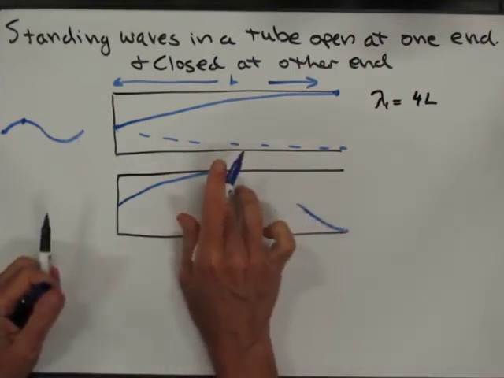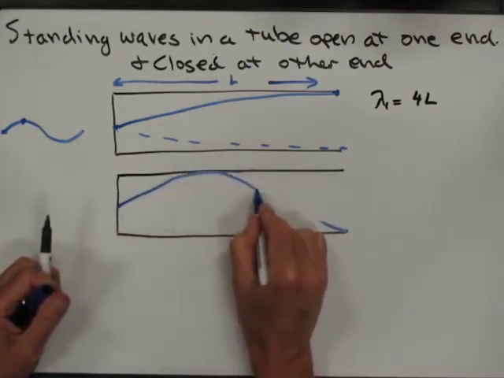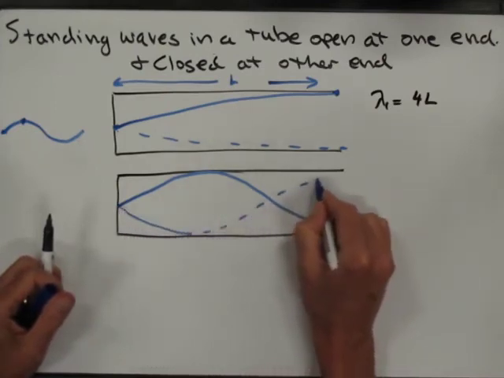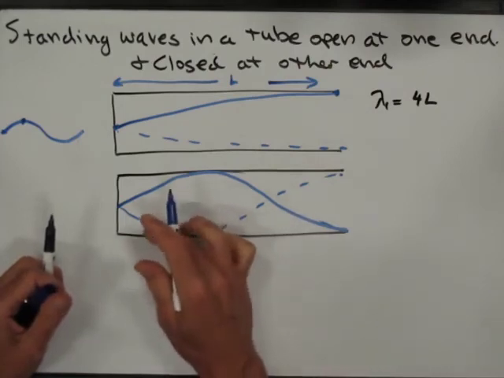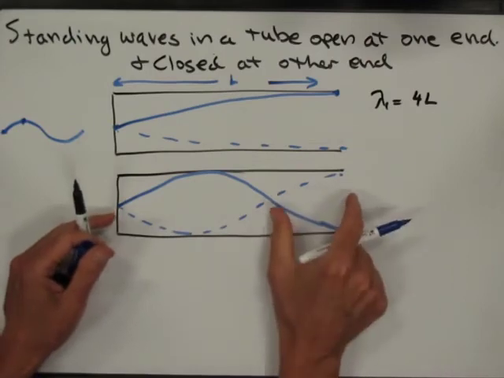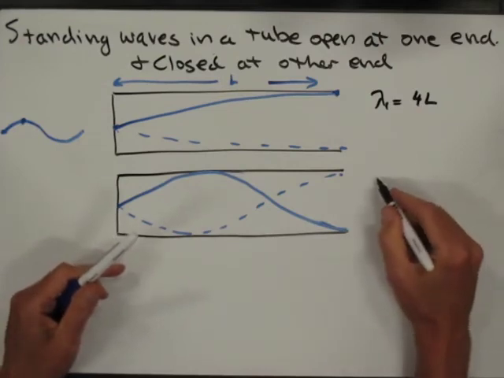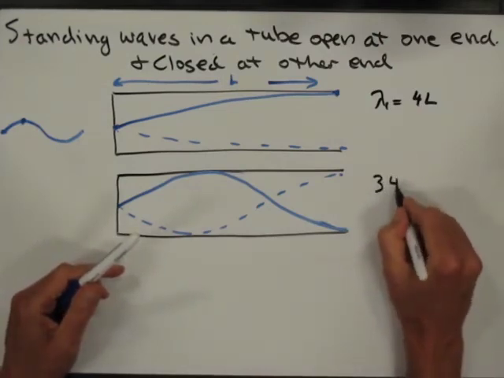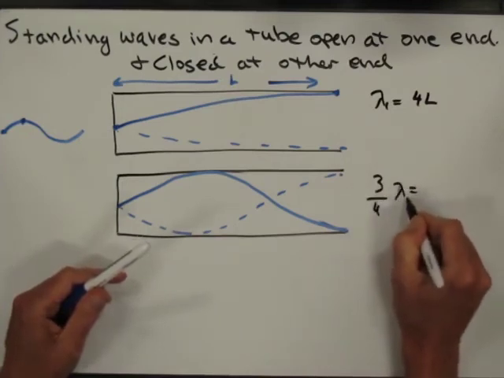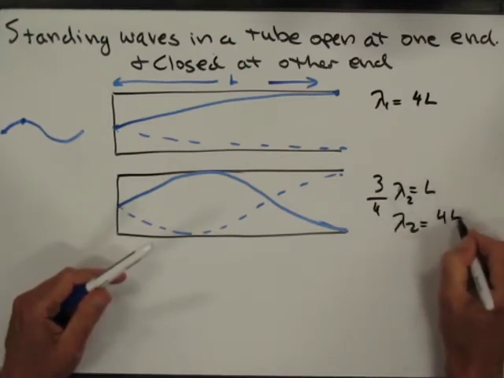I didn't do a very good job. Let me just try one more time. That's a little better. And then this one is going to look like that. And so this is half a wavelength, and that's a quarter of a wavelength. And so I can say 3/4 of the wavelength is equal to L, or lambda 2 is 4L over 3.